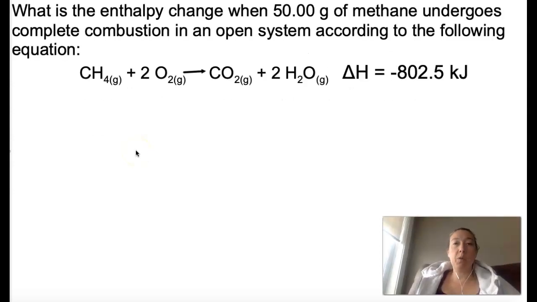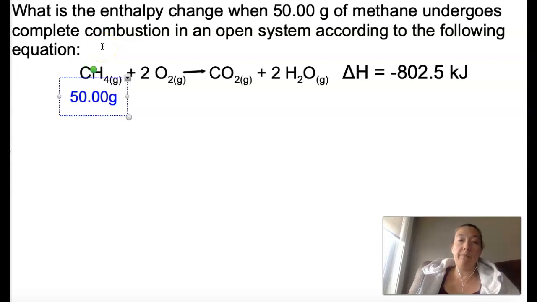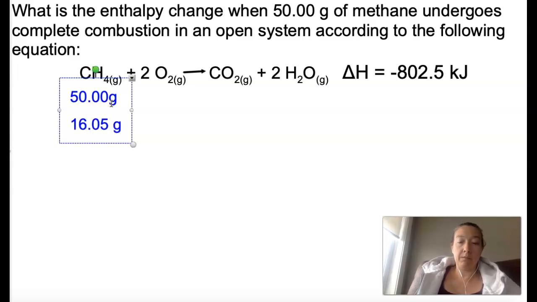Here's an example of a question like that. It says, what is the enthalpy change when 50 grams of methane undergoes complete combustion in an open system according to the following equation? Here's my thermochemical equation, and here's my delta H over on the side. What we have been given in the question is the mass of methane: 50 grams. Same deal as always, when I have a mass, I'm going to need to get a molar mass. So methane is going to be 16.05 grams per mole.